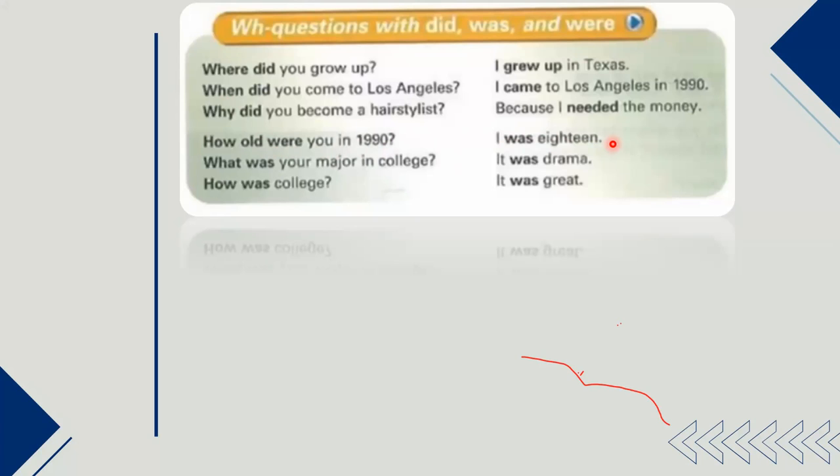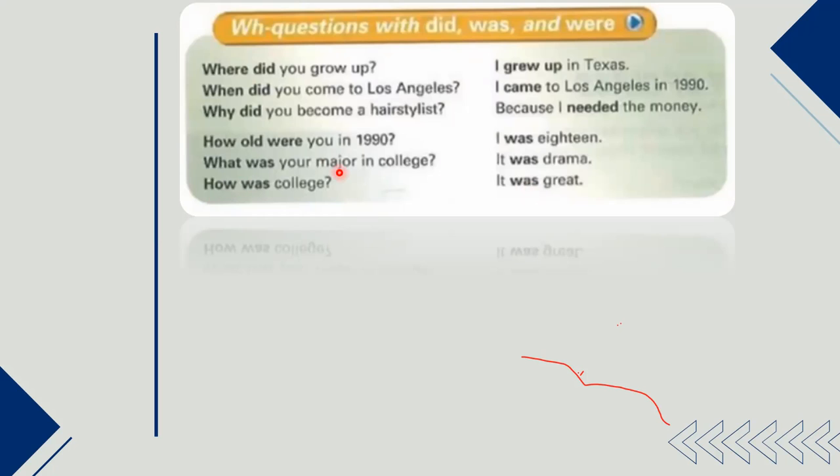No había nacido, teacher. Oh, Jacqueline wasn't born. Elías tampoco. Okay, Elías neither. ¿Quién sí había nacido en 1990? Yo tampoco, teacher. Catherine. Okay, Catherine neither. I am 14. Oh, you say, I was 14. Very good.